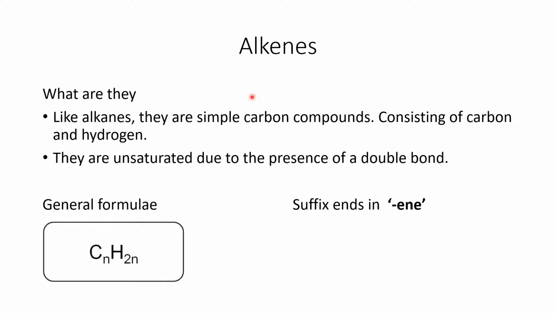This is alkenes. Alkenes are very similar to alkanes, but the difference is that they contain a double bond. Now, you can see the difference it can make by looking at the general formula and comparing it to alkanes. This shows that for every carbon atom there's twice the number of hydrogens, whilst in alkanes it was plus 2.